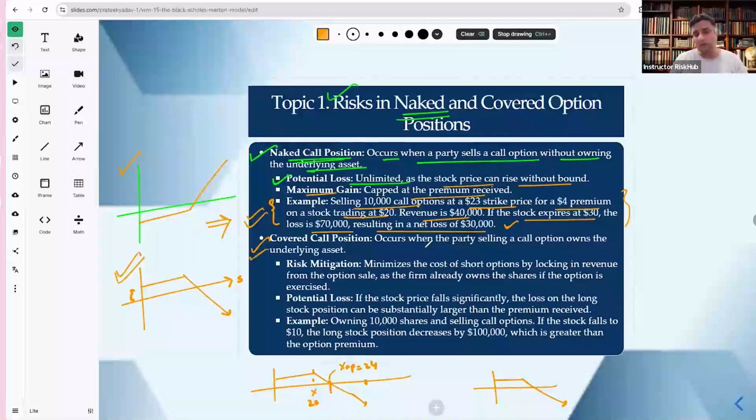A covered call position occurs when the party selling a call option owns the underlying asset. The idea is that you own the underlying asset, and that's a good part. Even though you might lose on the derivative position, the asset you are already holding will gain. You minimize the cost of the short position by locking in revenue from the option side. You have two positions.